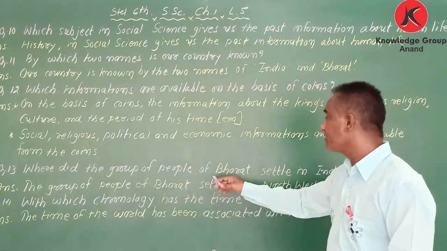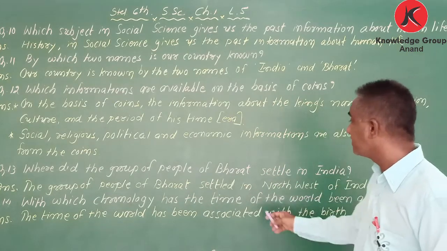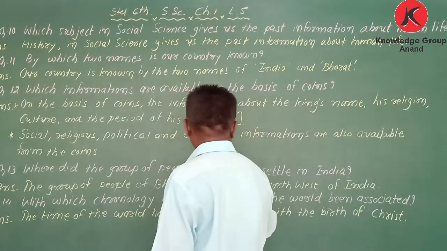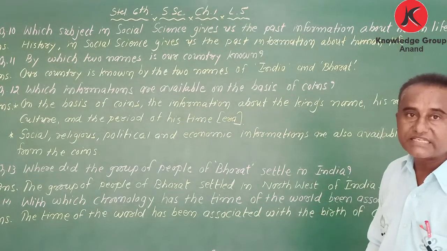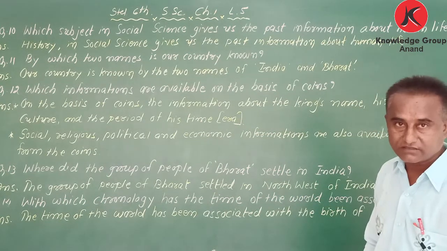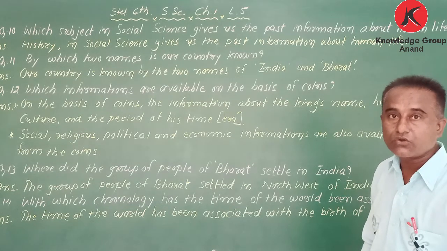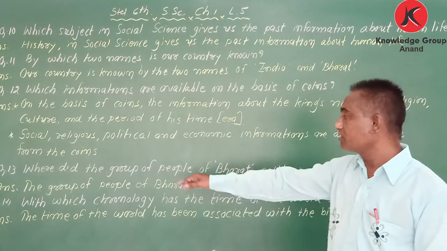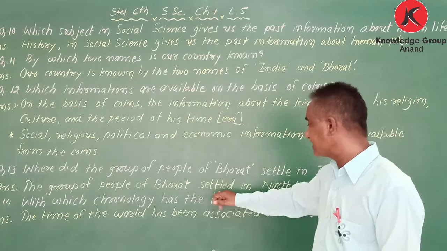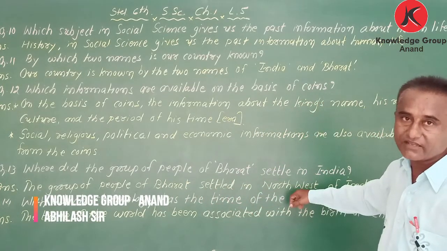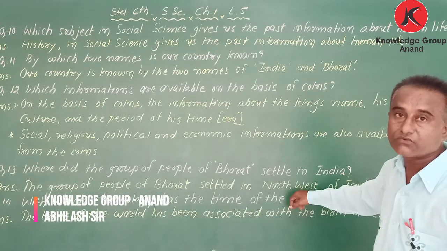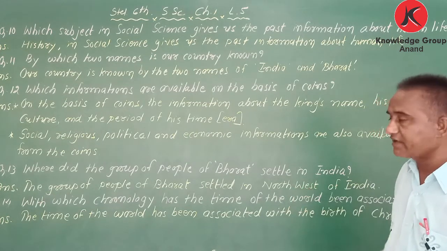Next, where did the group of people of Bharat settle in India? They settled in the northwest area. So the group of people of Bharat settled in the northwest of India. Which area? The northwest area of India.